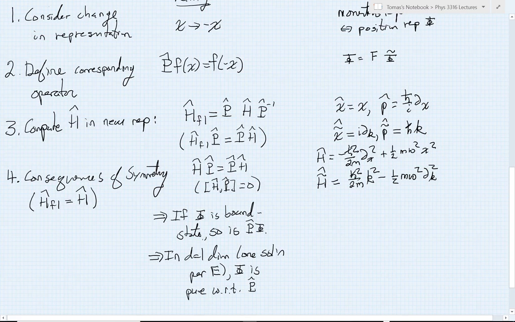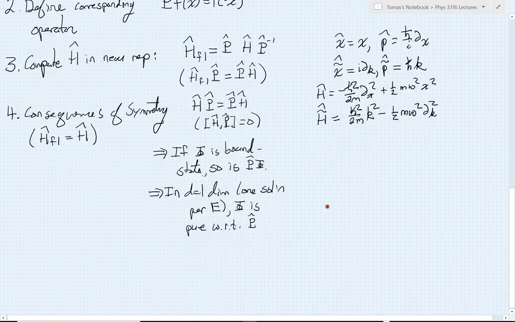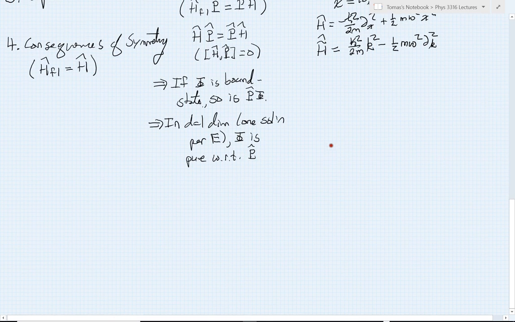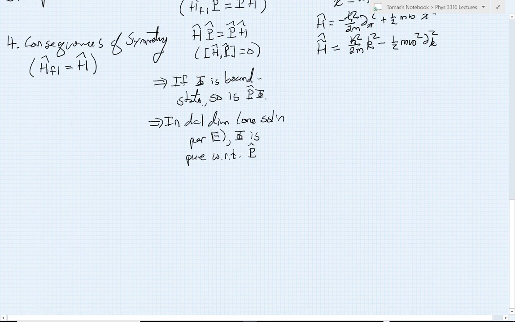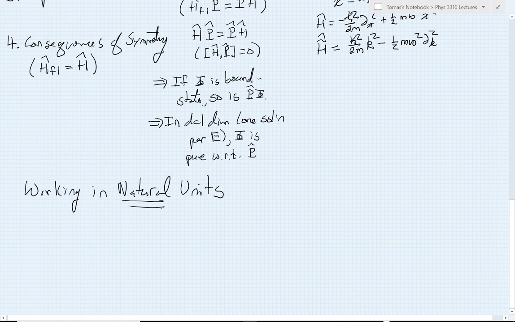Now, there is a standard way for eliminating the constants in an equation like this. And that standard way of doing that is something called working in natural units. Every problem has a certain set of units, not necessarily meters and kilograms, but a certain set of units that are natural to that problem that make the problem much simpler. The other term for this is something called dimensional analysis.